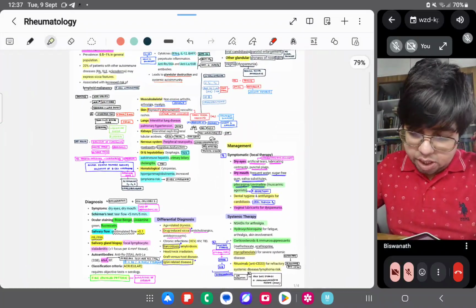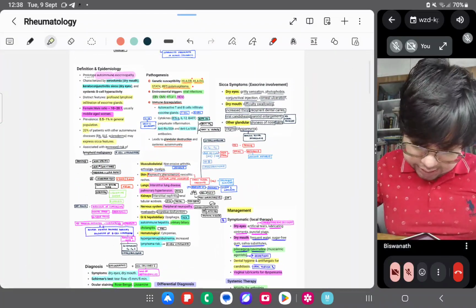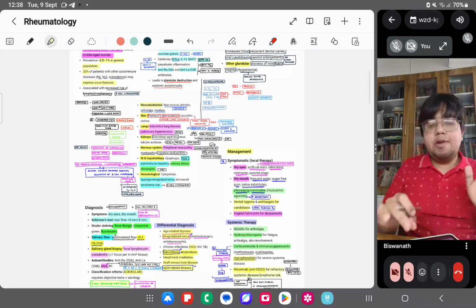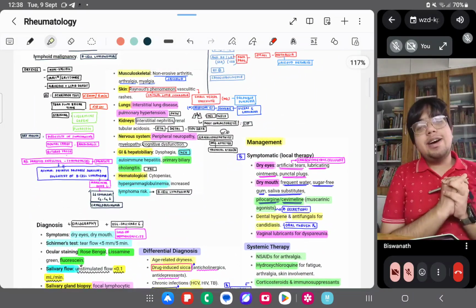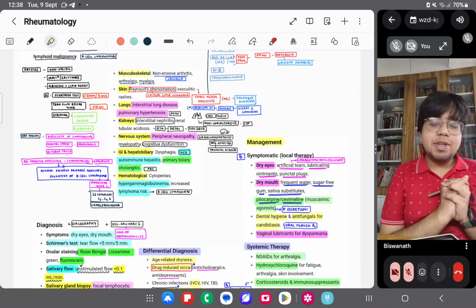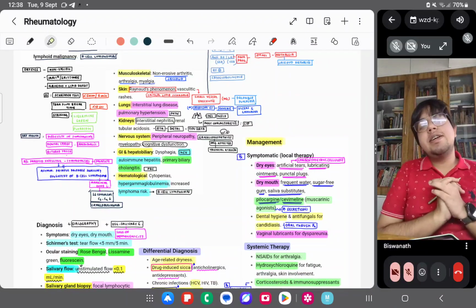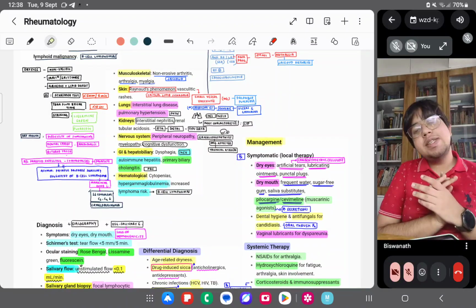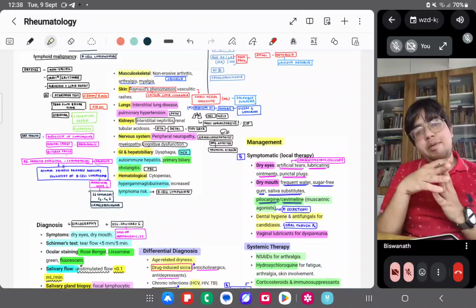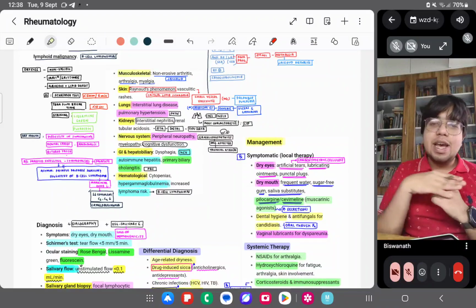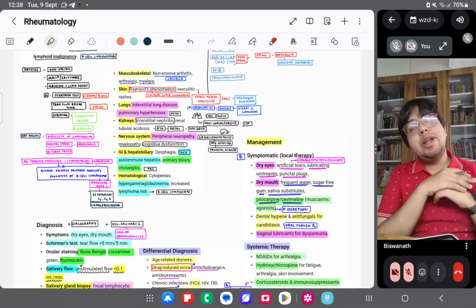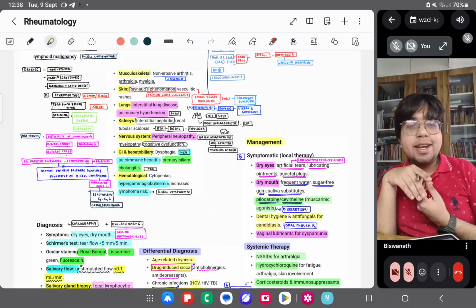So we have come to the end of Sjogren's. It was a nice discussion, a nice disease per se. This is one of the diseases where you cannot localize the symptoms to one site. The salivary gland is involved in only 50% of cases. In the other 50% it is extraglandular, where people present with arthralgia, fatigue, lack of energy.